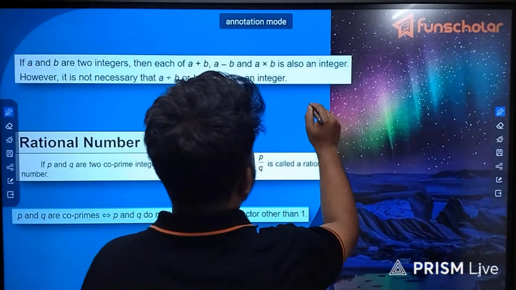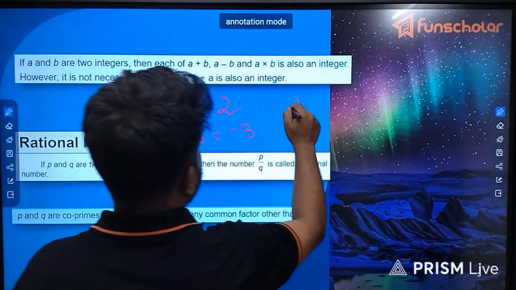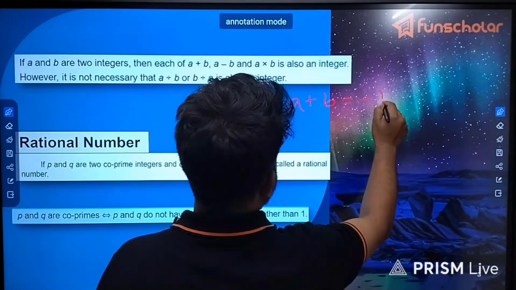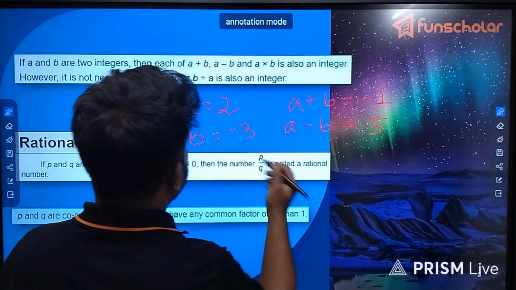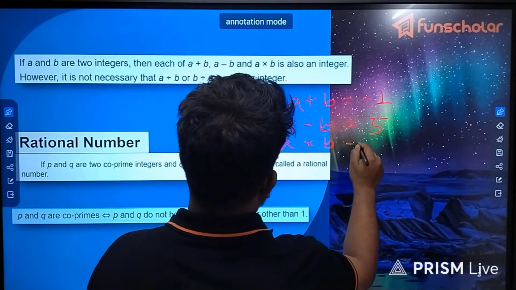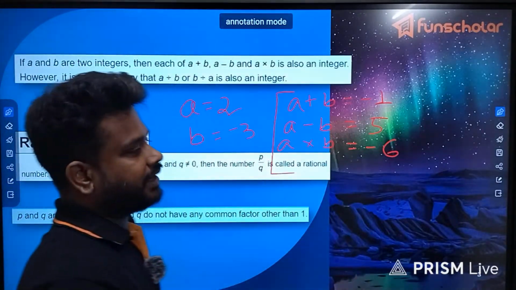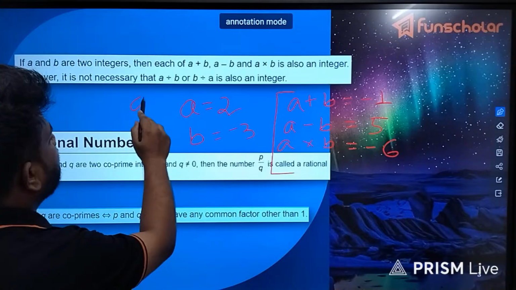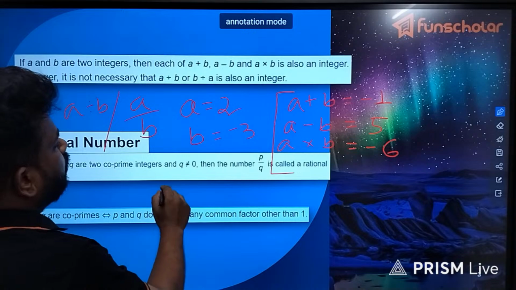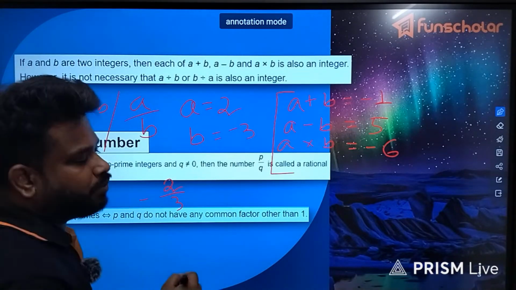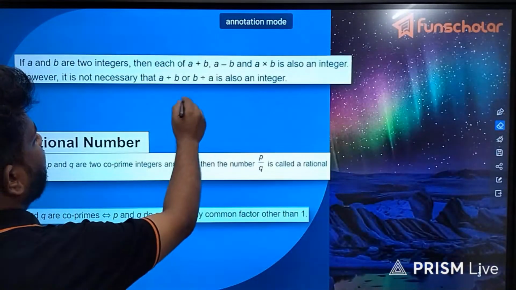So a plus b will be minus 1, a minus b will be 5, a into b will be minus 6. So these are all verified. But in this case, a by b, or a divided by b, will be 2 by minus 3.